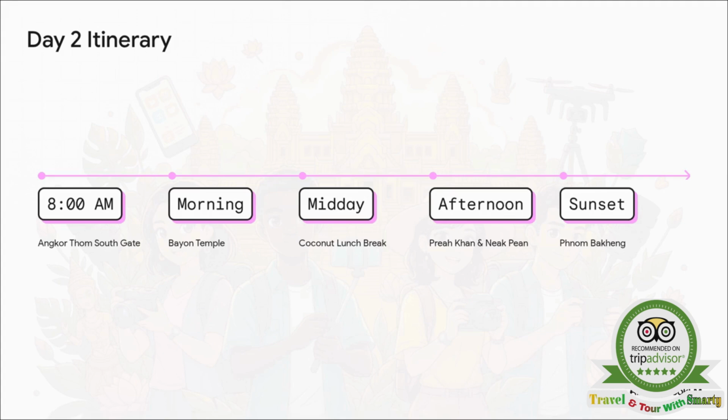After a relaxing midday break to refresh yourself with a cold, fresh coconut and local food, the afternoon takes you through the massive, labyrinth-like hallways of Preah Khan. Next up is Neak Pean, which is a really unique island temple sitting right in the middle of a holy water basin. Finally, you cap off the day with a panoramic sunset hike up Phnom Bakheng, giving you sweeping views of the entire Angkor Park as the sun goes down.